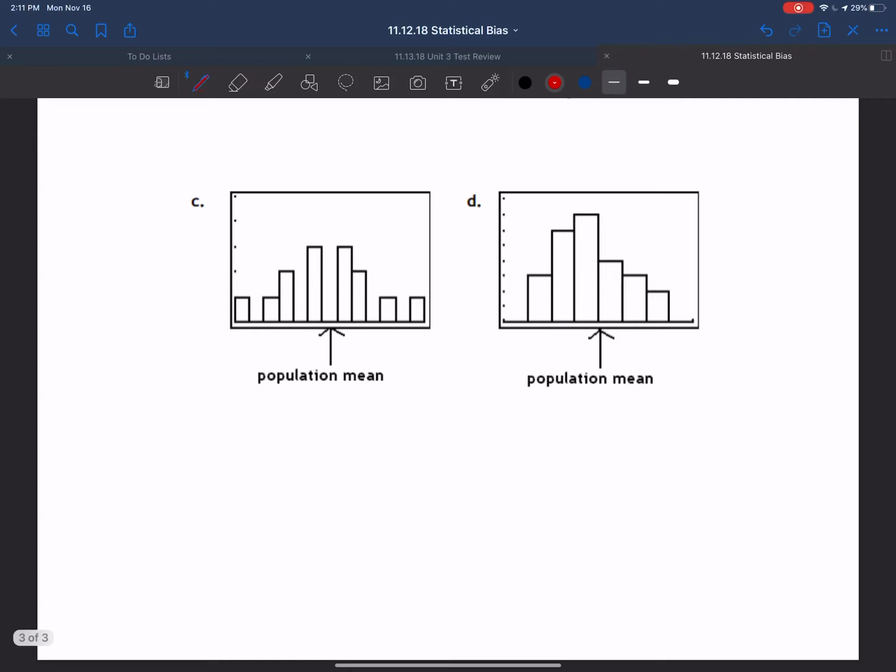This one right here. So we got some gaps in the data, right? Because we have some gaps in the data, there's going to be high variability. But see how the population mean is fairly close to the center? So since the population mean is fairly close to the sample mean, there's going to be low bias. So we have low bias. And since we have gaps in the data, we're going to have high variability.